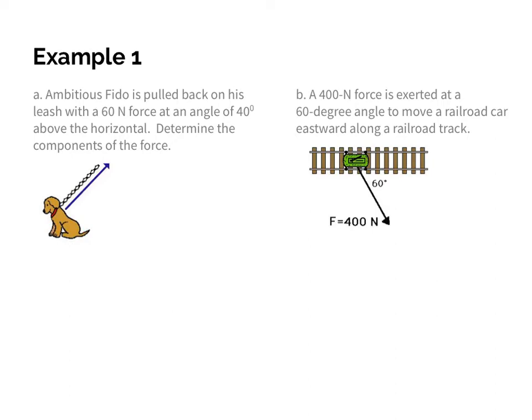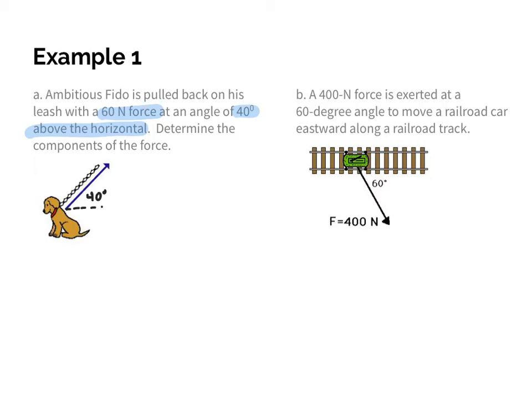So the very first thing, kind of just like motion, to understand forces acting at an angle, we've got to understand the whole component aspect of it. So let's say that I have ambitious little Fido that's pulling back on his leash, and let's say that I pull back on that leash with 60 newtons of force at an angle of 40 degrees above the horizontal. So again, above the horizontal means that if I were to draw a line going straight to the right, 40 degrees, kind of think of that as northeast.